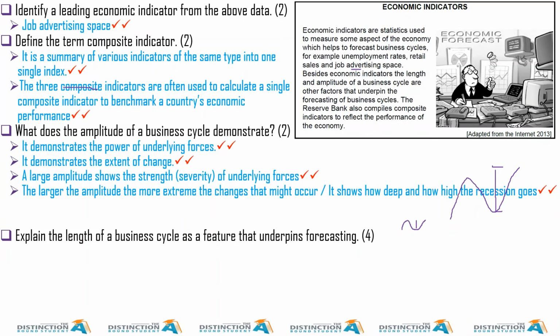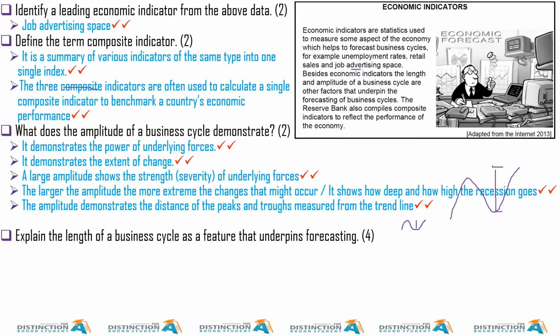So it measures how intense a business cycle is. Okay, the larger the amplitude, the more extreme the changes that might occur. It shows how deep and how high the recession goes. The amplitude demonstrates the distance of the peak and the trough, measured from the trend line. Then it indicates the effect of economic activity.